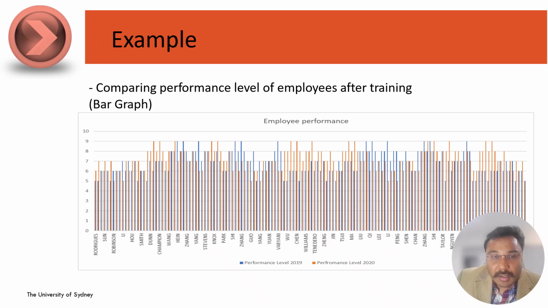This slide shows an example of a bar graph used to compare employees' performance after training. In this case, each bar represents a different employee or group, and the height of the bar shows their performance level. Your x-axis is the employee, and the y-axis is the scale of performance. This type of visualization makes it quite easy to see who has improved the most after training and where further improvements may be needed.